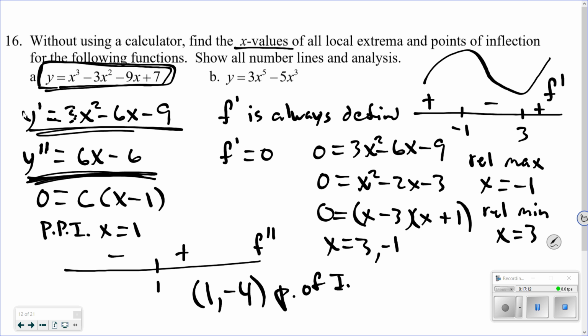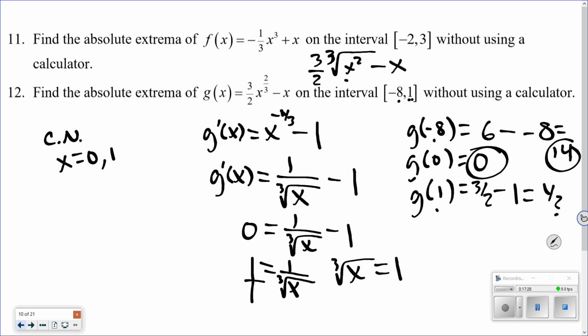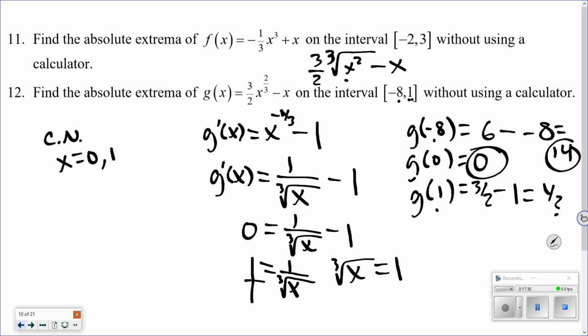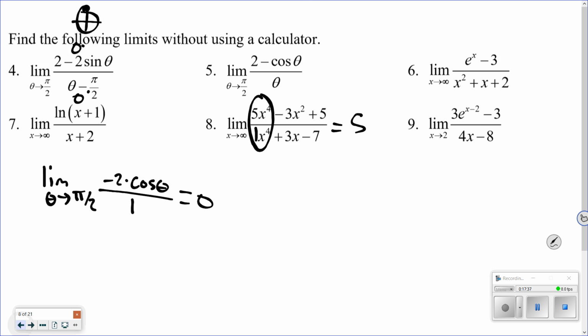So make sure you know how to do both of those. There'll be a lot of that on the test. You've got to be able to use the first derivative to find relative maxes and mins, increasing, decreasing. Second derivative, points of inflection and concavity. All right, the last thing we're going to go over here is the mean, oops, let me go back just a little bit, I'm sorry.